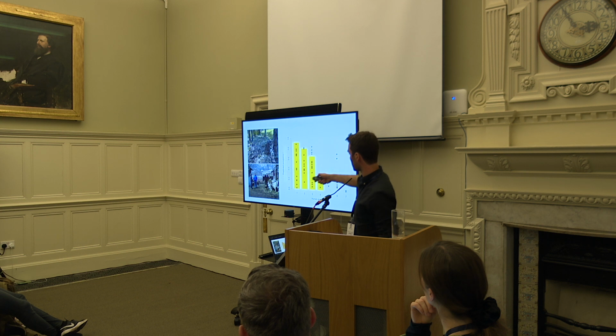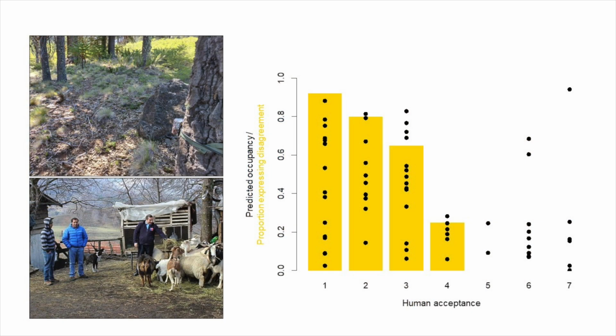And so this figure. Basically, on the x-axis you have human acceptance, which is a 7-point Likert scale, and on the y-axis you have predicted occupancy in black, and the dots are basically the same as the framework I was showing you, and you can see that up here there's a big gap.